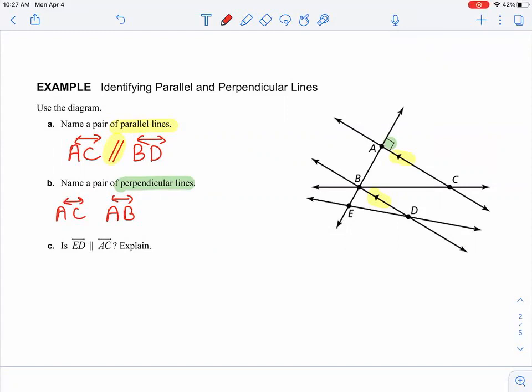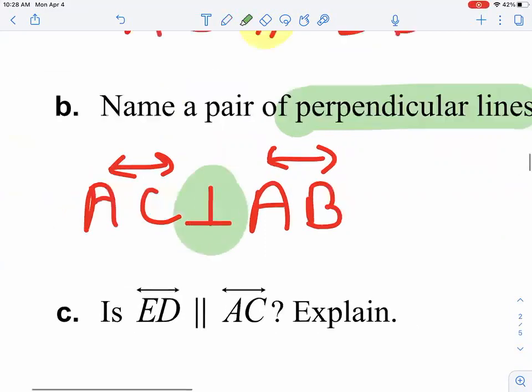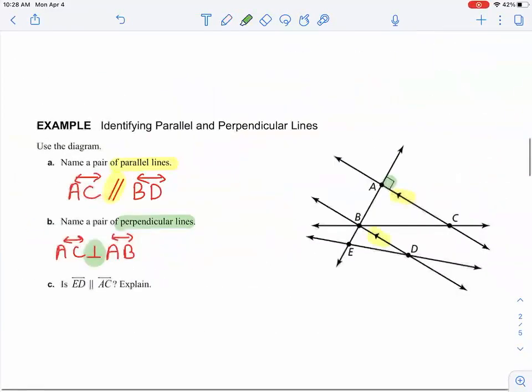Now I'm going to put a symbol in between there again. I'll show you that in just a second. Okay, so we have AC and AB. So again, look at this symbol. It's like an upside down T. That symbol means perpendicular. So those are two symbols that you'll come across as you're doing your homework, the parallel symbol and the perpendicular symbol.